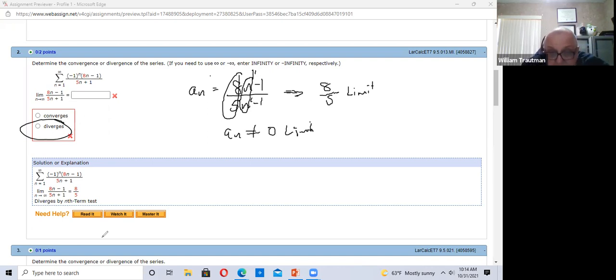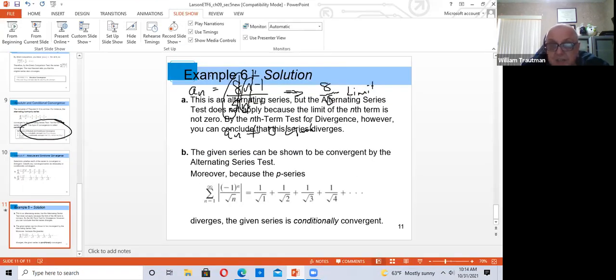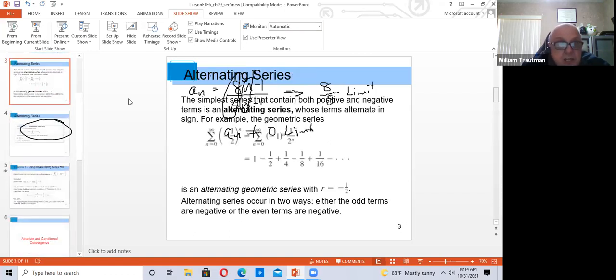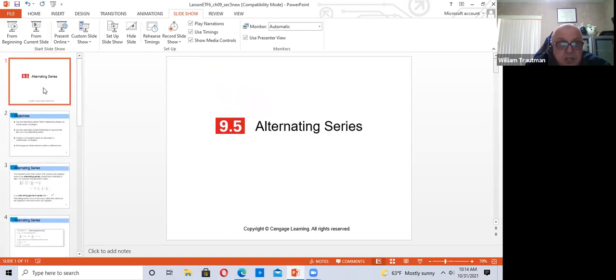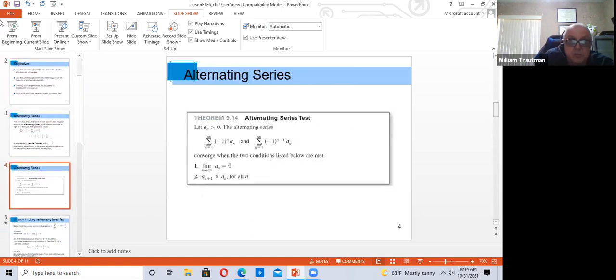Once again, if you go back to the very beginning of the alternating series test, the limit of the a sub n has to approach 0 for the alternating series test to be convergent. And then each successive term has to be smaller than the previous one. And that's theorem 9.14 in the book.